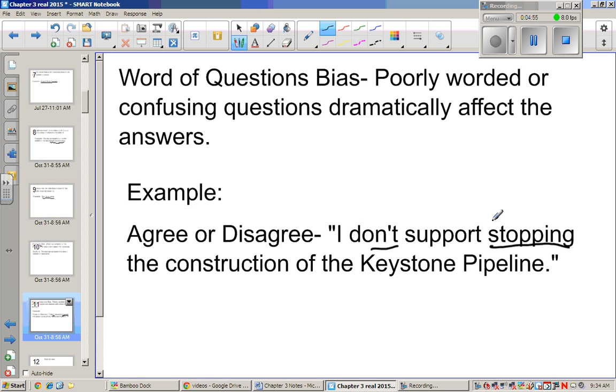Or they might just read it, I support stopping the construction of the Keystone Pipeline, and that's the opposite of what they want. And then they're agreeing or disagreeing. So if they're disagreeing that they don't support stopping, it just gets confusing for people. And so if you hand out the survey, you don't know exactly if the results are what the people actually feel.